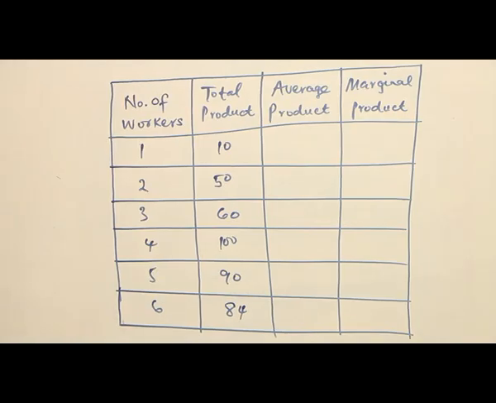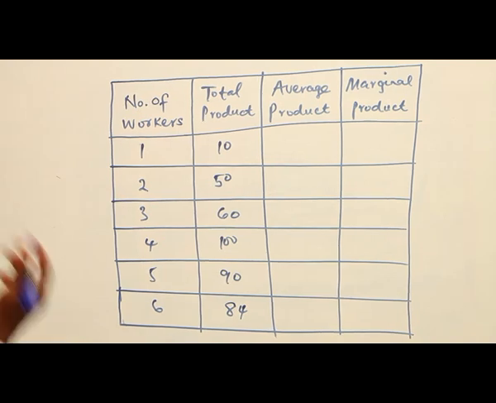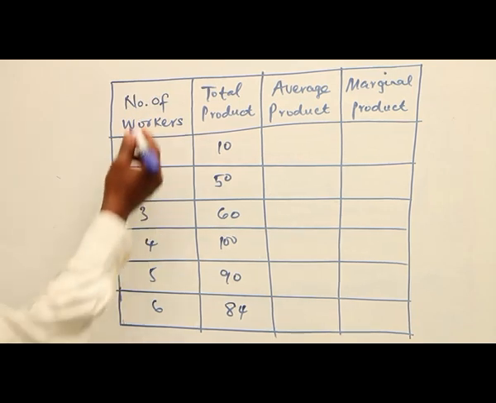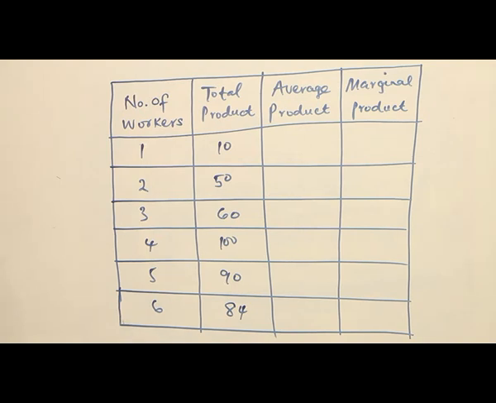Having demonstrated the concepts: total product, average product, marginal product, we want to use this table to further our analysis. Take for instance, we have number of workers. That is a variable input, which implies that land and capital are constant, they are fixed inputs. So worker is an example of a variable input.